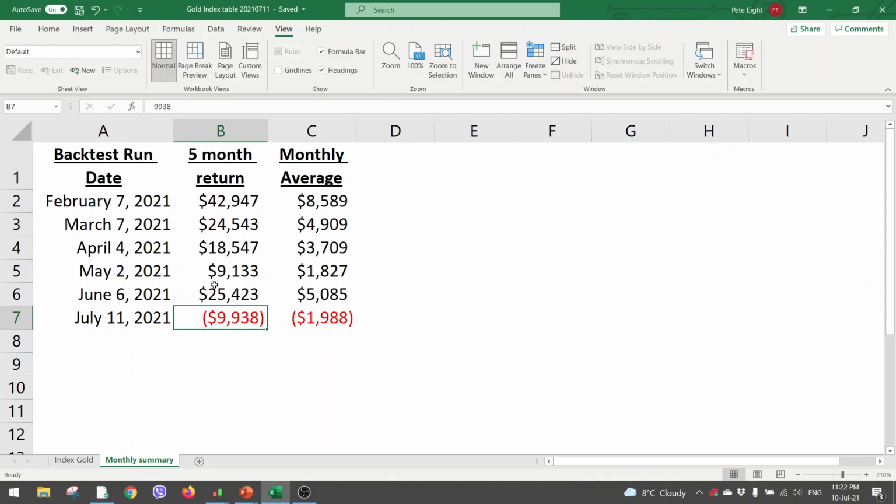If you look at the previous months of trading in our back testing, in June, going back 5 months, we accumulated $25,000 in revenue, which was $5,000 monthly. In May, for the previous 5 months, we accumulated just over $9,000. In April, we did $18,500. In March, for the 5-month period, we did $24,000, and in February, we did $42,000. So let's not panic and bail out quickly.